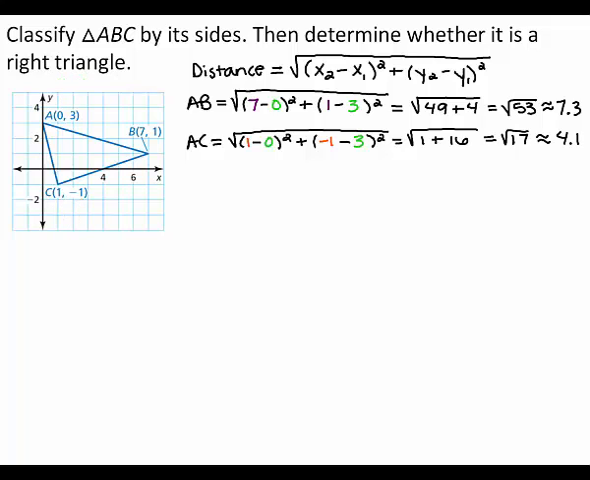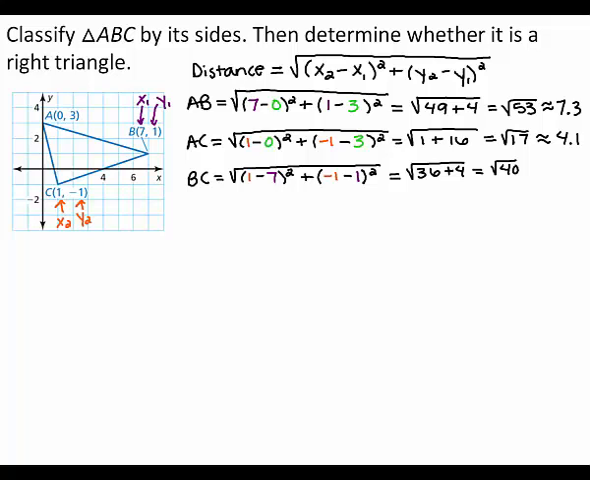To find the length of side BC, let x1 equal 7, y1 equal 1, x2 equal 1, and y2 equal -1. You can substitute these values into the distance formula. When you simplify, (1 minus 7) squared gives you 36, and (-1 minus 1) squared gives you 4. 36 plus 4 gives you 40. So, the length of side BC is equal to the square root of 40, which is approximately equal to 6.3.